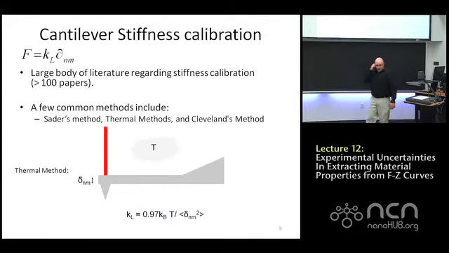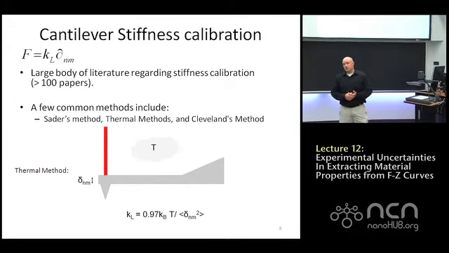Then the last calibration we're going to need is for cantilever stiffness. So we need to convert cantilever deflection in nanometers to some force in nanonewtons. There's a rather large body of literature on doing this, and a lot of debate as to what is the best method and what are the various merits of each. A few common ones are Sader's, which uses the hydrodynamics of the cantilever and its dimensions. The thermal method, which works via the equipartition theorem. And then the Cleveland method, where you add a mass and then observe the shift in resonance frequency.